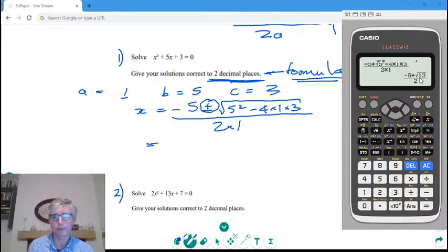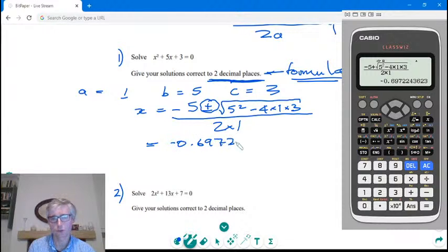But what we can then do, because this is what's called surd form, which is the exact form, is press this button, which is SD, and it'll toggle between it looking like this to it looking like a decimal. As we can see there, it's negative 0.69722, with a few more decimal places after that.